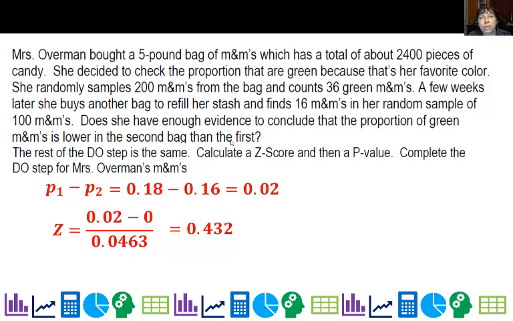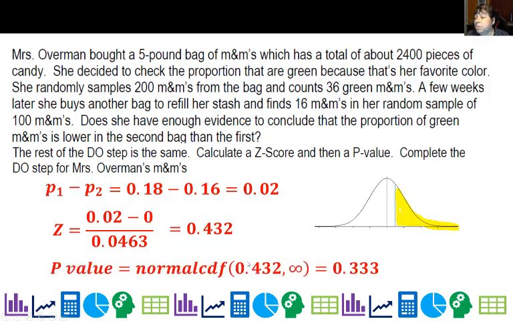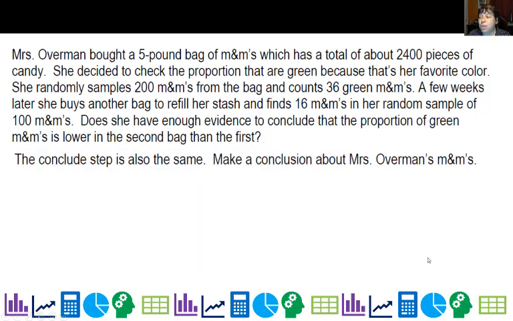And one thing you need to remember when you're doing this, it's really helpful to go ahead and draw the normal distribution. Mark where your z is, which is roughly about there. And which way am I shading? I'm assuming my alternate hypothesis is that P1 is greater, P2 is lower, so this difference should be greater than 0. So I'm shading to the right, which helps me determine how to calculate my p-value. I'm going to do normal CDF from 0.432 to infinity. On your calculator, that would be 1E99, all right? And I get 0.333. And the conclude step is the same as well.